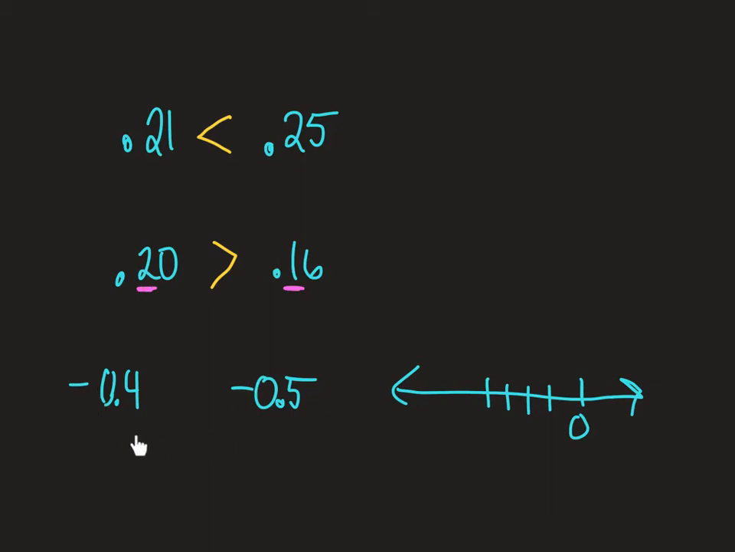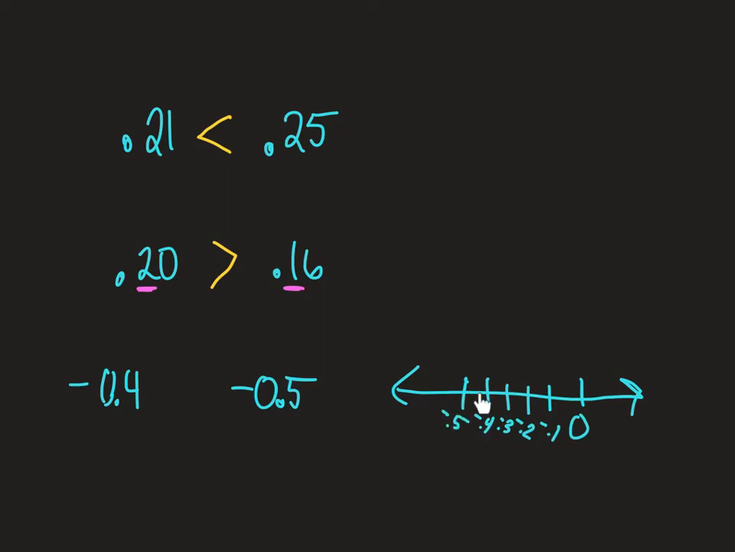Now let's talk about negative numbers. So negative 0.4 and negative 0.5. Well, if I did a number line, I meant to do that in blue. Let's do that in blue. Okay, so this would be negative 0.1, negative 0.2, negative 0.3, negative 0.4, and negative 0.5.